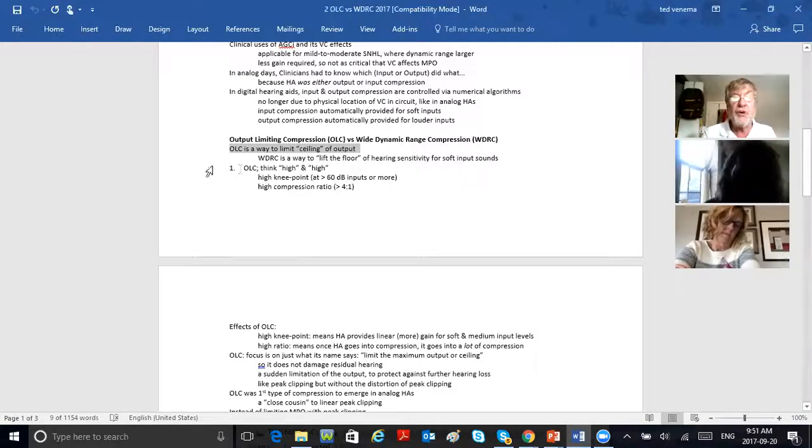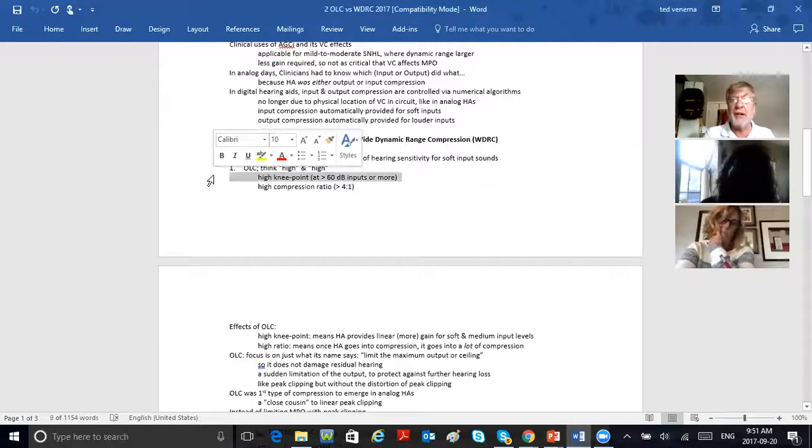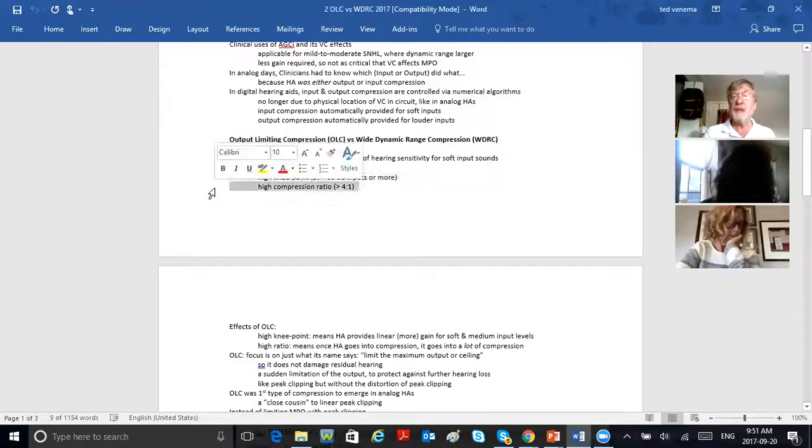When you're thinking of OLC, output limiting, think high and high. High knee point, high compression ratio. The hearing aid doesn't go into compression until the input's at least conversational speech or louder. And then the compression ratio is high. So here we go. Let's look at a picture.